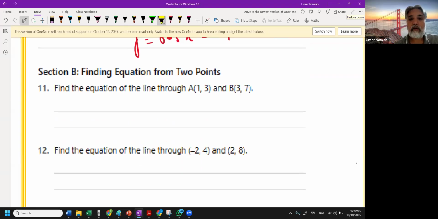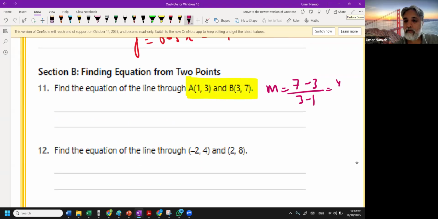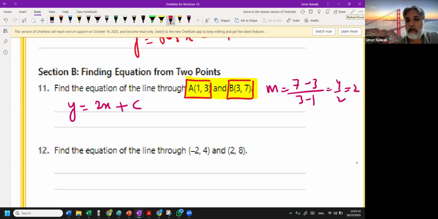A line is passing through 2 points. Can I find the gradient first? The gradient is 7 minus 3 over 3 minus 1, 4 over 2, the gradient is 2. So y is equal to 2x plus c, but c is still not found. I can use either this point or this point to get the value of c. Suppose I pick this point. Can I plug in the values? The value of x is 1, and the value of y is 3.